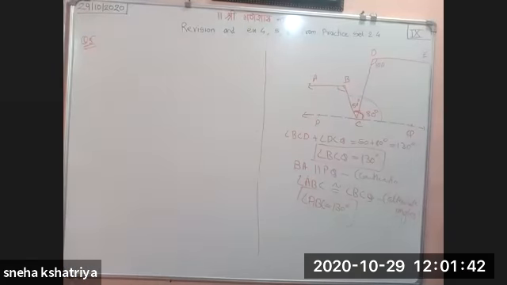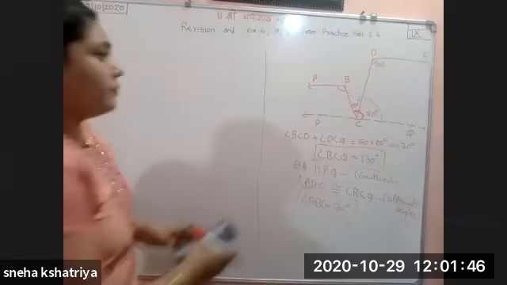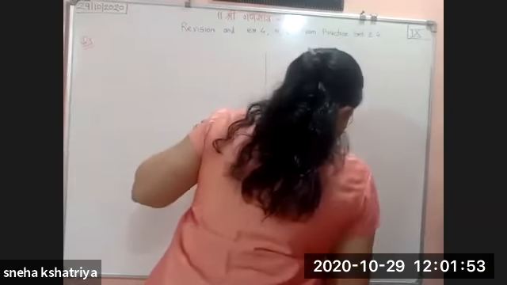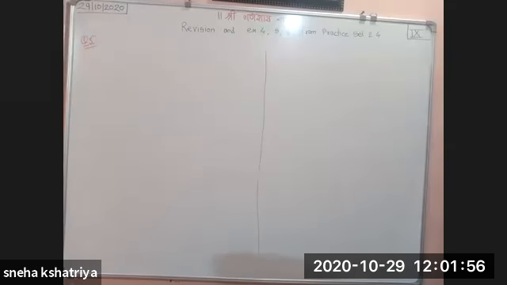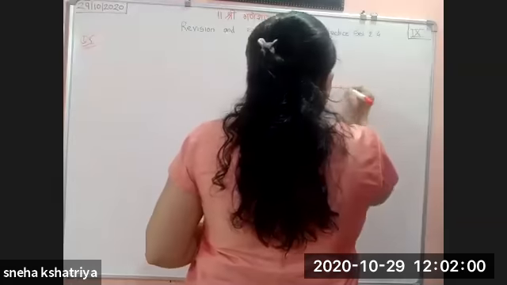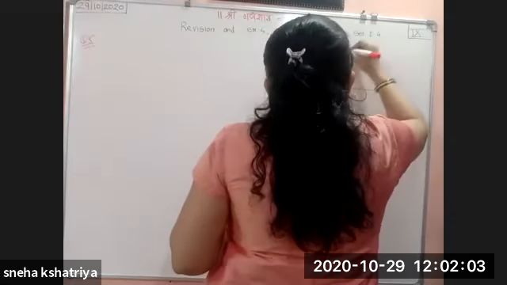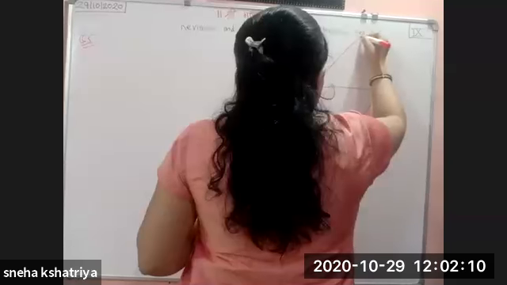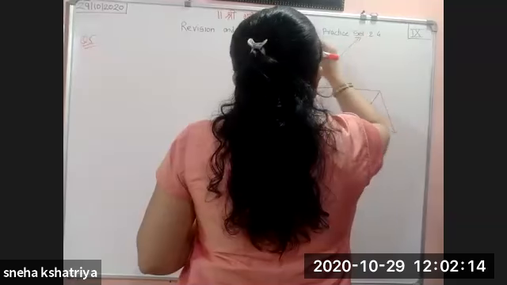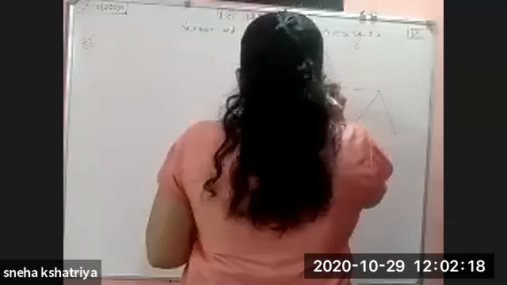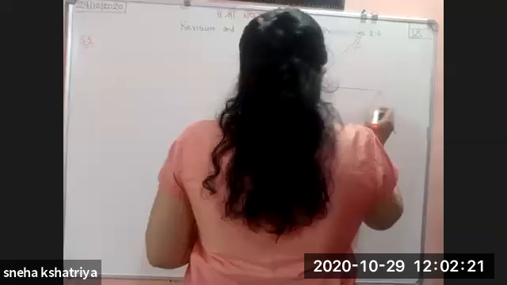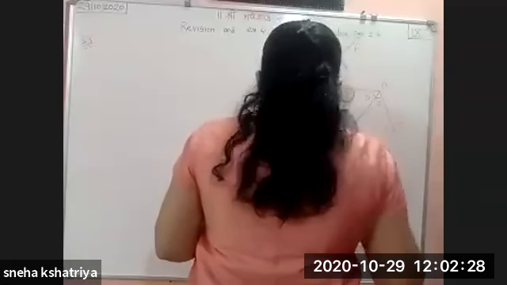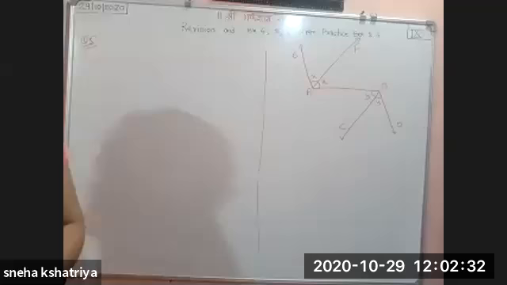Let us see the next question. Example number 5. Again, there is a figure which is given to us that we have to draw. This is the given figure. Okay, what is the question?